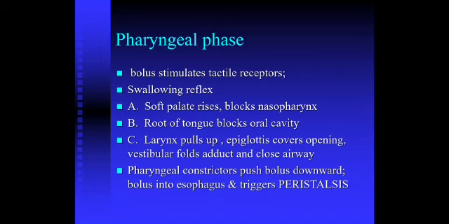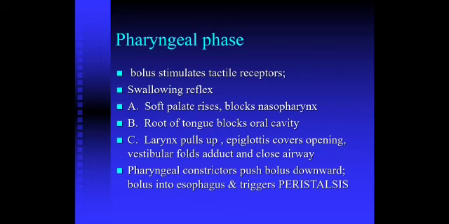What happens in the swallowing reflex? The soft palate is raised and it blocks the nasopharynx, which prevents the entry of food into the nasal airways, and the root of the tongue blocks the oral cavity. The larynx pulls up, the opening of the epiglottis is covered, and the vestibular folds adduct and close the airway. Otherwise, when the food passes into the larynx, there can be sneezing. That's the reason you are not supposed to talk while eating.